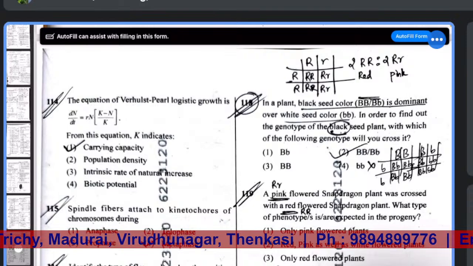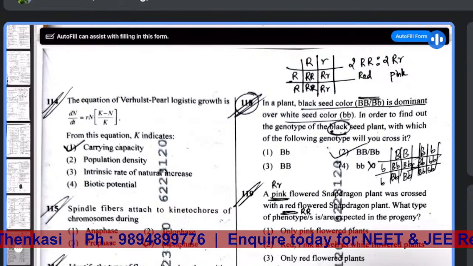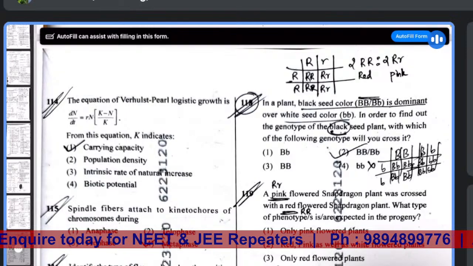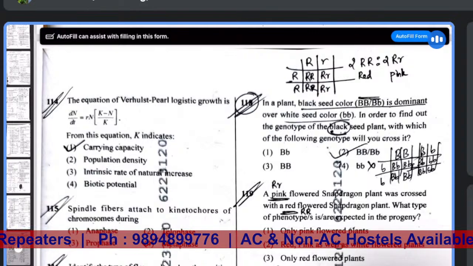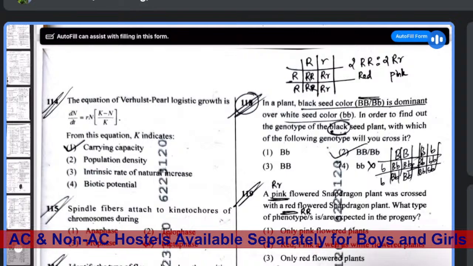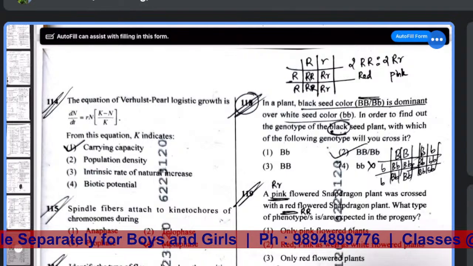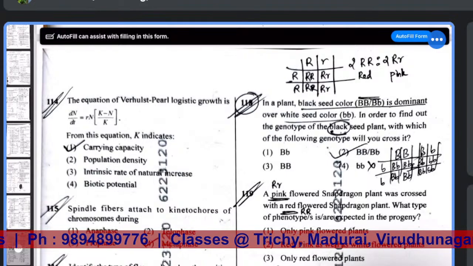So what is a test cross? If you want to find out the genotype of a dominant character, you have to cross the F1 with a complete recessive parent. Based on that, you will be able to find out whether it is homozygous dominant or heterozygous dominant. So what is the complete recessive option here? It is option number 4, small b. That will give you the genotype of the dominant parent.